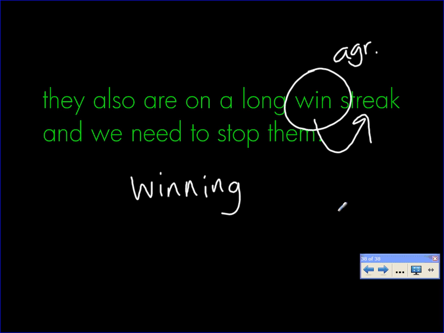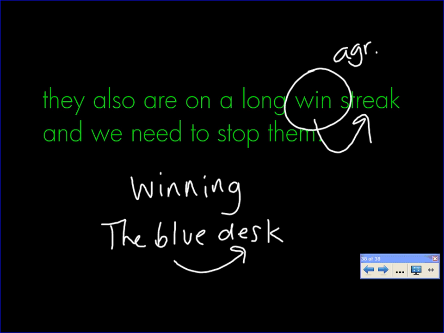Okay, let me give you an example then. What's the relationship between blue and desk? Yes, Michaela. Blue describes desk. Michaela, what's the relationship between win and streak? It's not a losing streak, it's a winning streak. So win is describing streak.